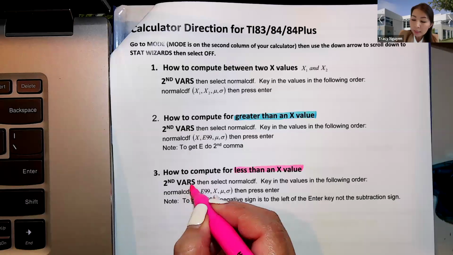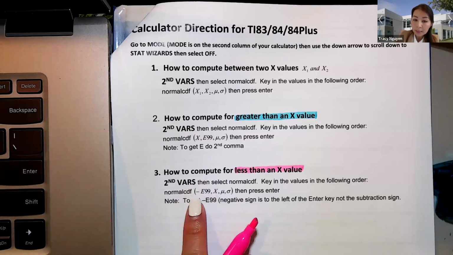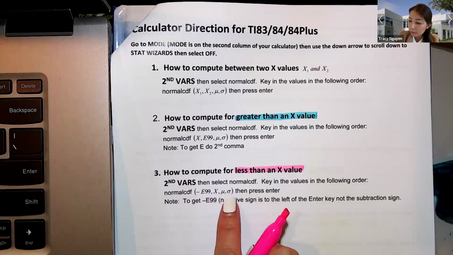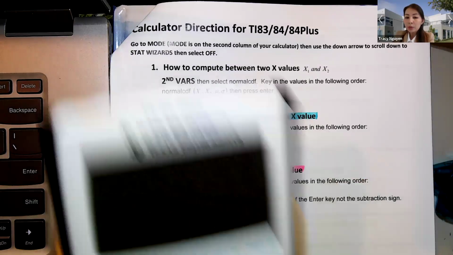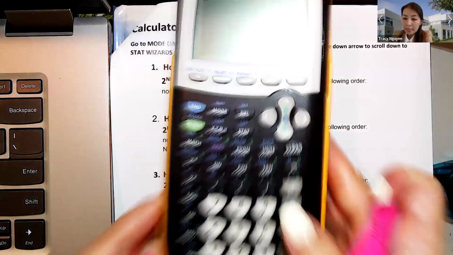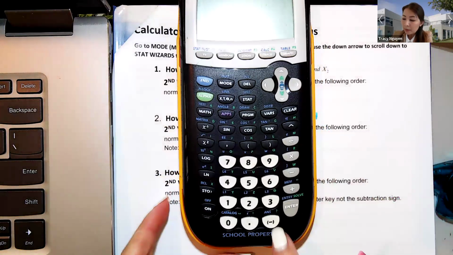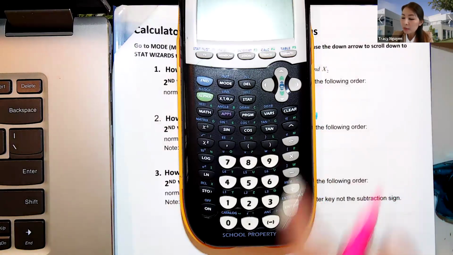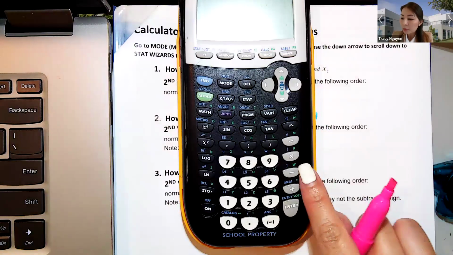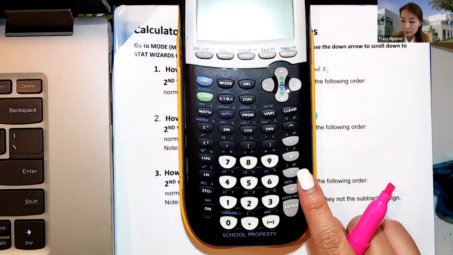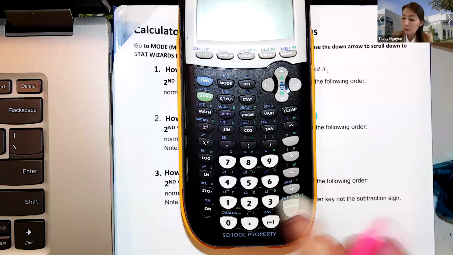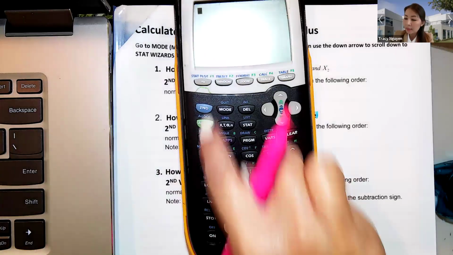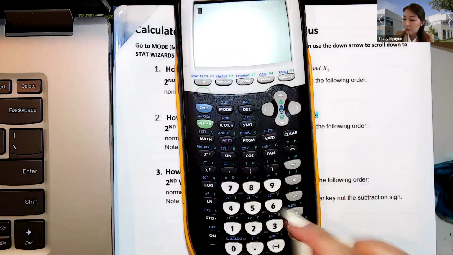We still go to second VARS, and then we use this command, normal CDF, and we do negative E99, comma X, comma mu, comma sigma. Now, I do want to get your attention on the negative, which is right below number 3, not the same as the subtraction sign. So please use the negative below number 3. If you use the subtraction sign, you will not get the correct answer. So I wanted to make sure you know that. So negative E99: you do the negative key and then second comma. That will give you E, and then you key 99.